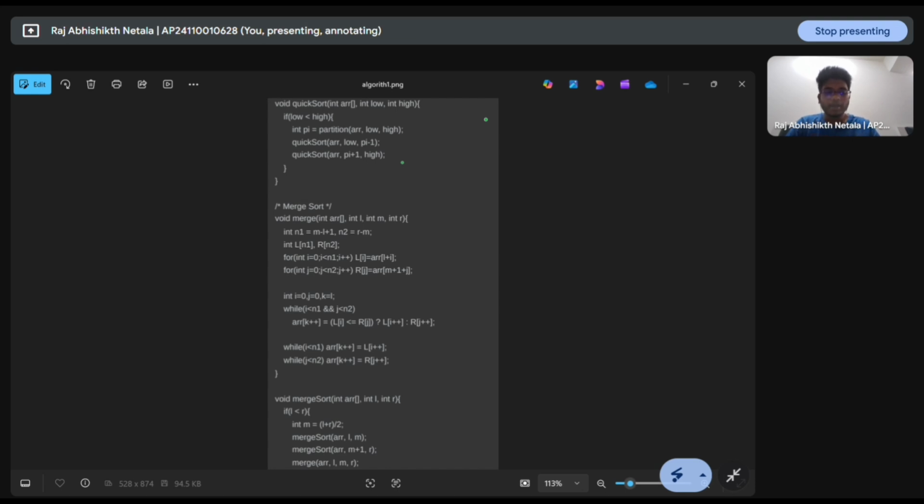So we create a temporary array which calculates the size of the two subarrays and creates two temporary arrays L and R from the left half and the right half of the array respectively. The data is copied into these temporary arrays, then it uses three pointers i, j and k, and in the end copies any remaining elements from the temporary arrays back into the main array. By this we can say the array is successfully sorted at the end.